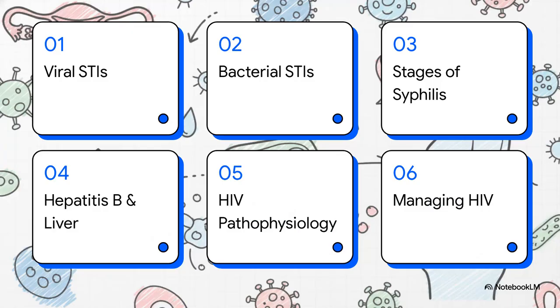We've got a lot of ground to cover today. We'll be looking at viral STIs like HSV and HPV, bacterial and parasitic infections, the 4 distinct stages of syphilis, hepatitis B's effect on the liver, exactly how HIV attacks the body, and finally, how we manage and treat HIV.